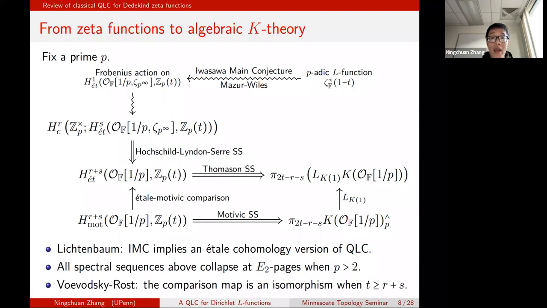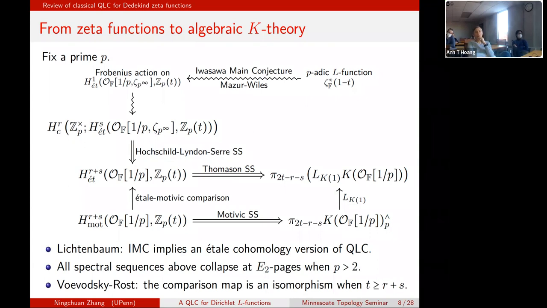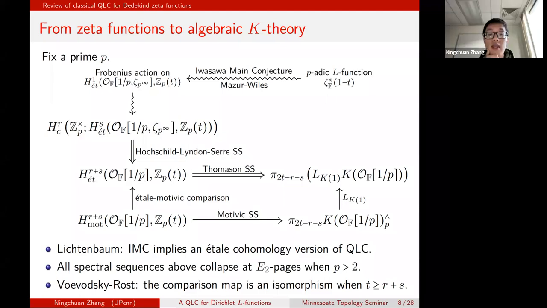So that's how we can, yes? Can I ask one question? When you talk about the étale cohomology of a number field, do you mean the spectrum of the ring of integers, or what kind of space or scheme you're talking about? Yeah. I mean the spectrum of the ring of integers.